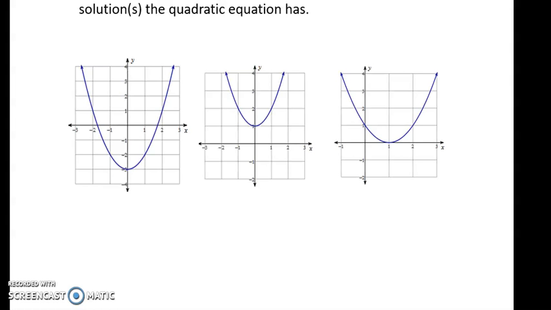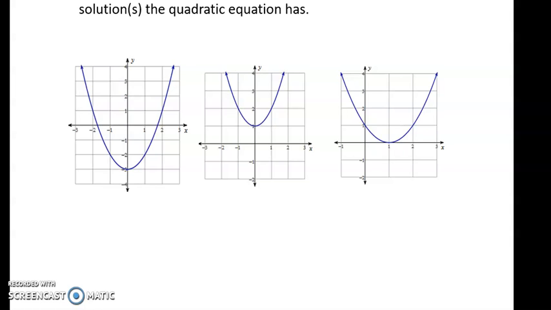Okay, look at the graph below and determine how many real solutions the quadratic equation has. When you're looking at this, you have to go back to our lesson from a couple weeks ago. If we are looking for the solutions on a graph, what are we actually looking for? I hope you guys are answering that question out loud.